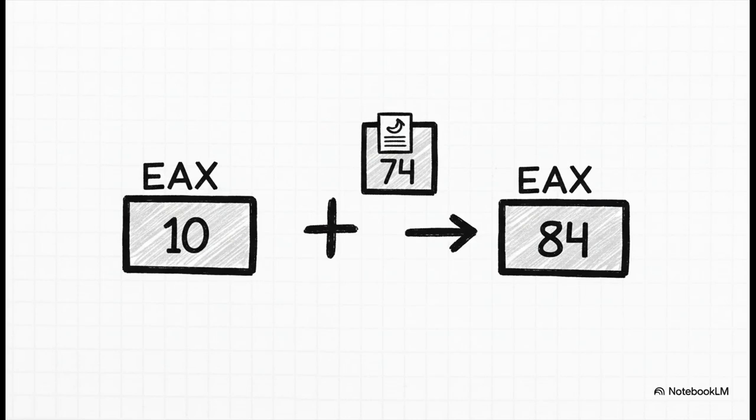Next up, add EAX, 74. This one's pretty straightforward, right? We're just telling the CPU to add the number 74 to whatever is currently sitting in our EAX register. That number, 74, is what's called an immediate value. That just means it's a literal number that's baked right into the instruction itself. We don't have to go find it in memory.